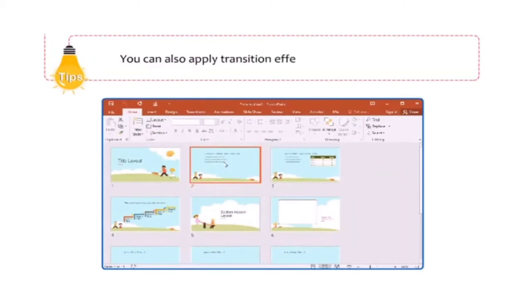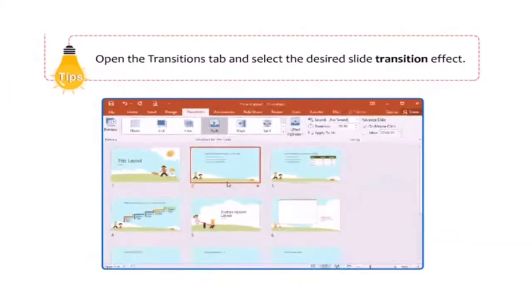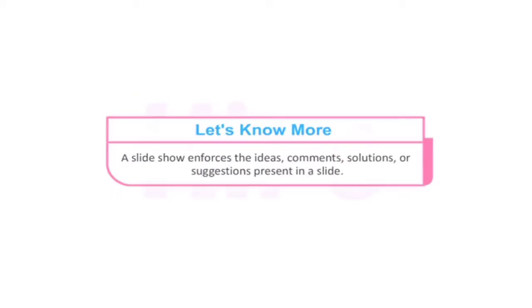Let me give you a tip now. You can also apply transition effects in Slide Sorter view. Open the Transitions tab and select the desired slide transition effect. Students note that a slideshow enforces the ideas, comments, solutions, or suggestions present in a slide.